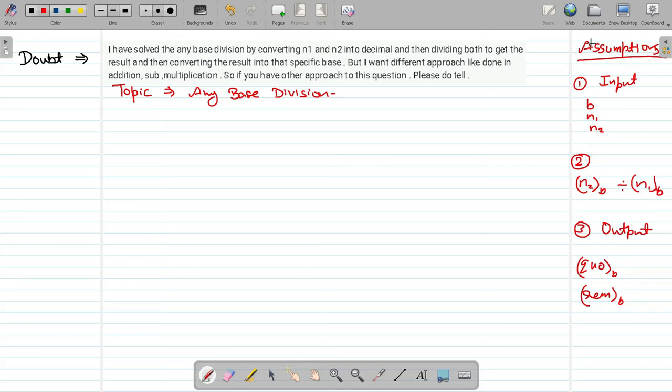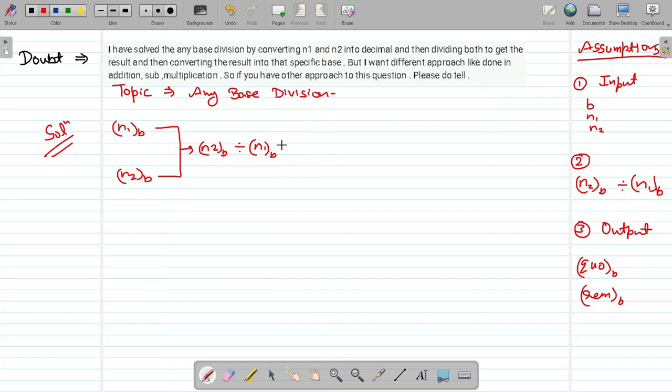Okay, so with these three assumptions, first I would like to make a simple flow chart of our solution, how this question demands the solution according to these assumptions only. So we have a number n1 in base b and a number n2 in base b. We want to use these numbers keeping them in base b and want to divide them. Divide n2 in base b by the number n1 in base b.